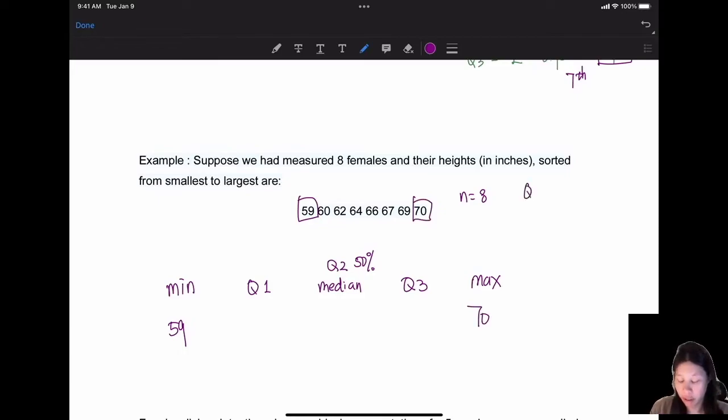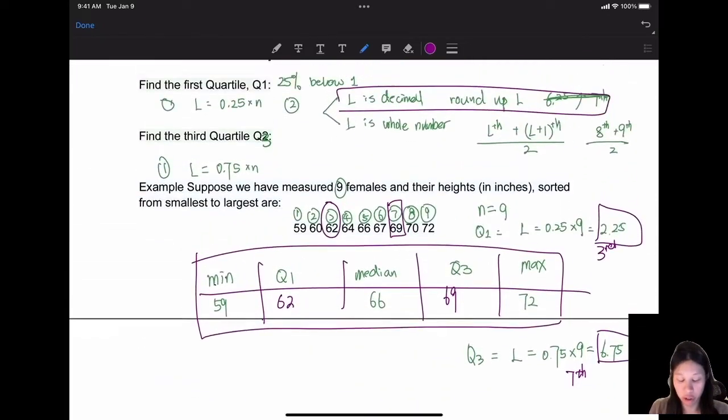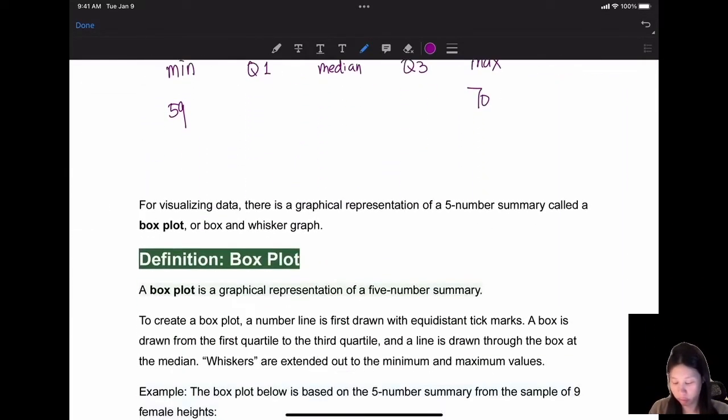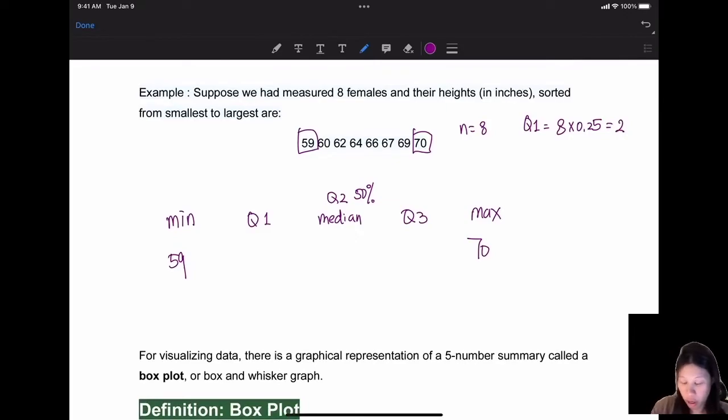Okay, to find Q1, we need to use n times 0.25 to find the locator. So 8 times 0.25 is 2. Okay, so this is a whole number. What are we going to do? If it's a whole number, we need to use that locator plus the next data and divide it by 2. So that means we want the second data plus the third data and divided by 2, which is finding the median between these two. You add these up together and divide by 2, which equals 61.